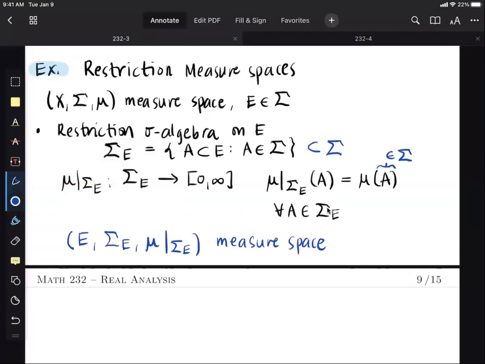In other words, the fact that the measure of the empty set with respect to mu is 0 and mu is sigma additive would imply that the restriction would also satisfy those properties. So I encourage you to write that if it is not clear to you. So this is one way of obtaining the restriction measure space by restricting the ambient space to an element of the sigma algebra.